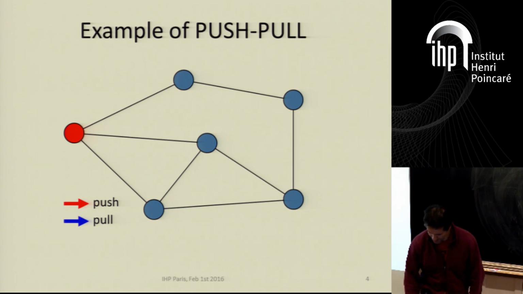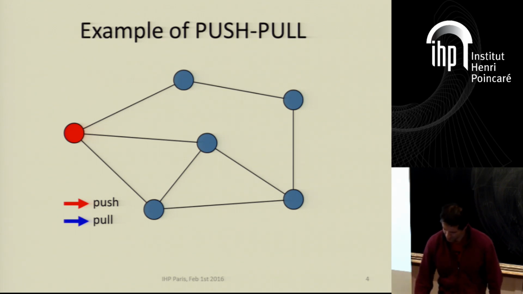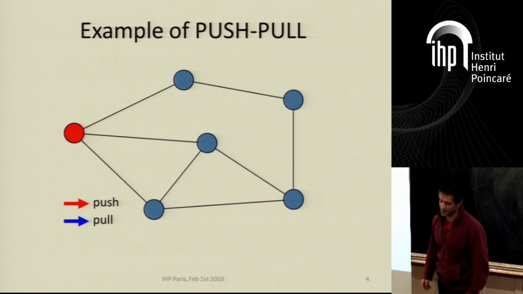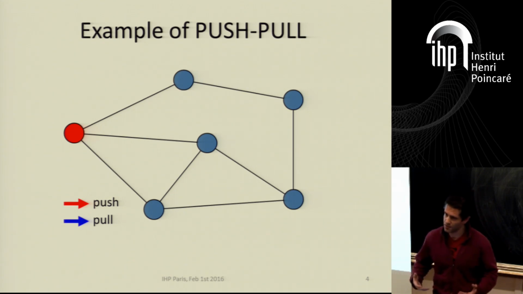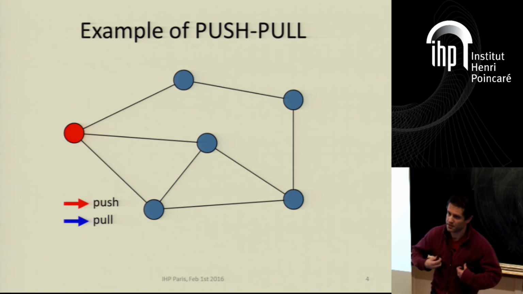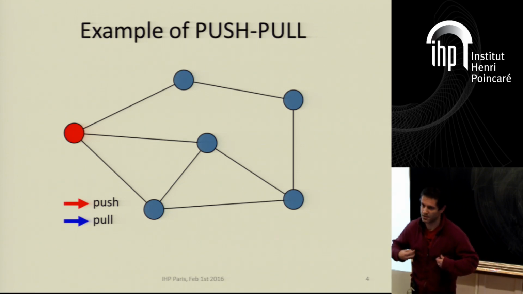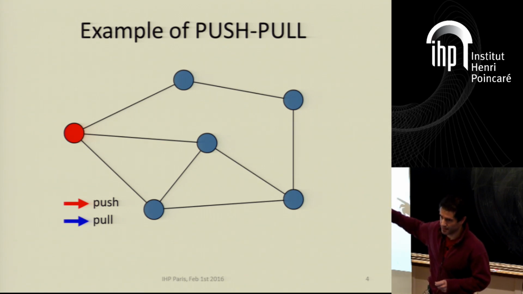Initially, we assume that this red node knows the rumor. Yes? So, how do you know if you are uninformed? Yeah, but you send to somebody who already knows. Let me show you this example, and if you don't understand, ask.